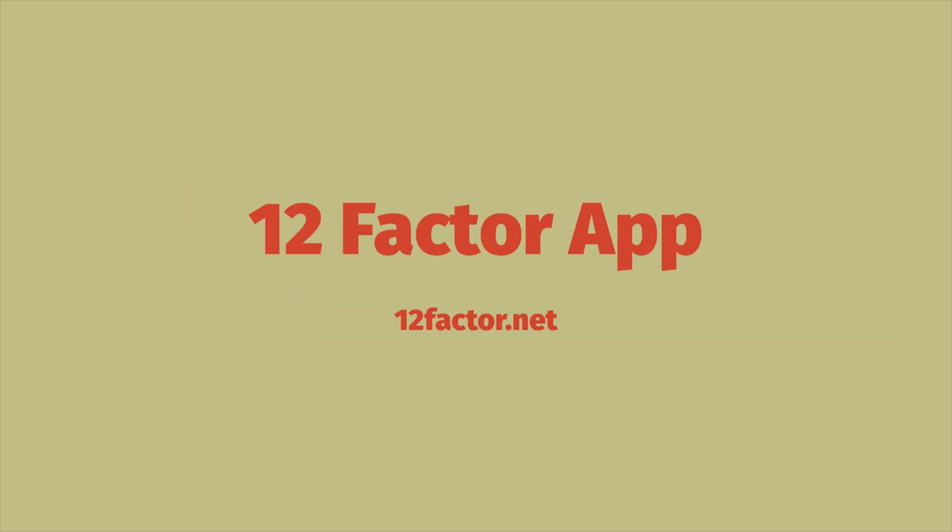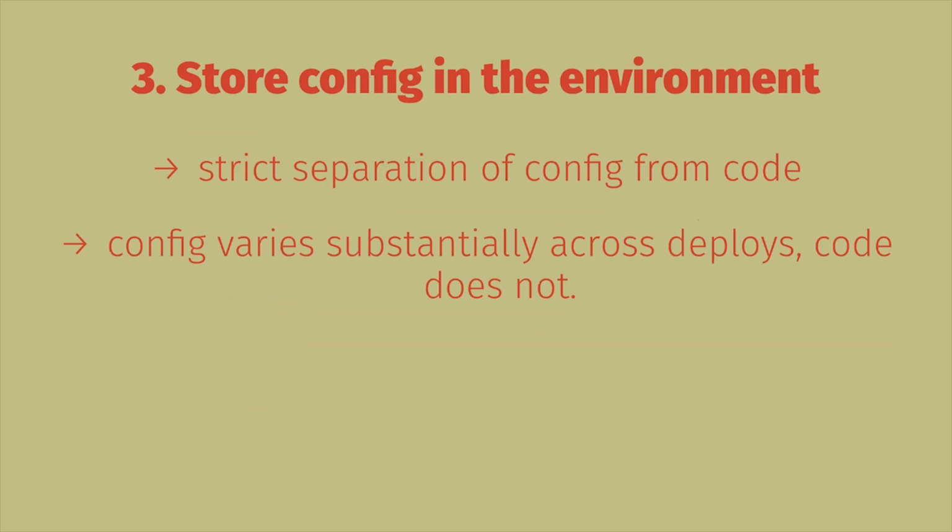And spoiler alert, there are 12 different factors you need to consider, and the third one is to store config in the environment. What this allows for is separating your config from code. And the main reason we want to do this is because config varies across deploys, and when I say deploys, I mean environments really, so like a deploy to production or a deploy to staging or a deploy to local.